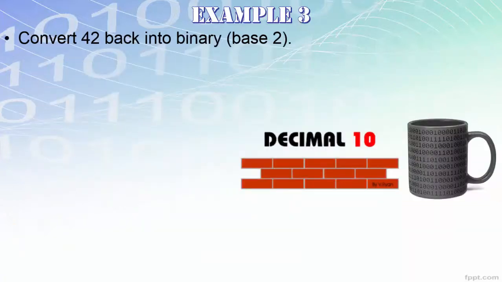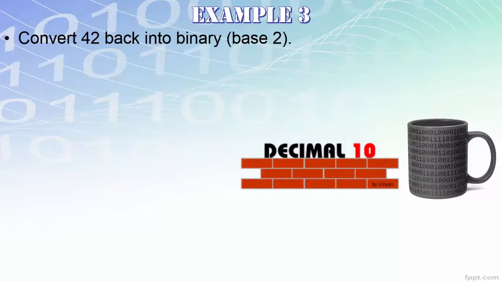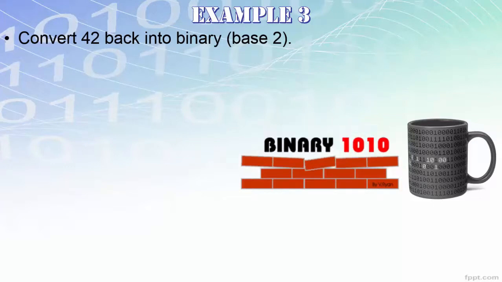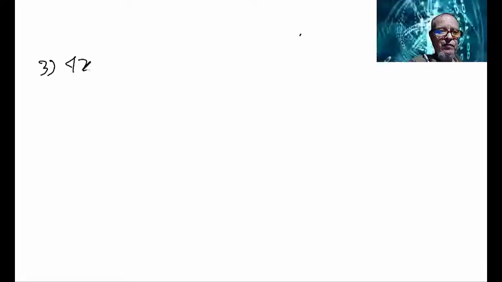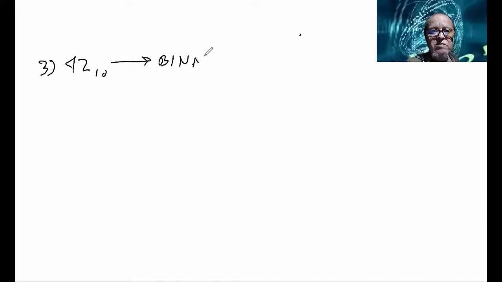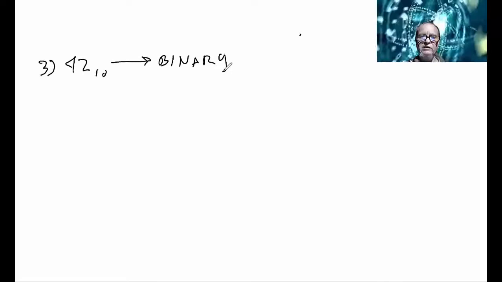Now we're going to convert 42 back into the binary base 2 and see if we get back the same number that we got in example number 1 for the base 2 binary number. Let us go over to the whiteboard and work this out. In example number 3, we're going to take 42 in our base system, which is base 10, and we're going to convert it into binary, which means ones and zeros.